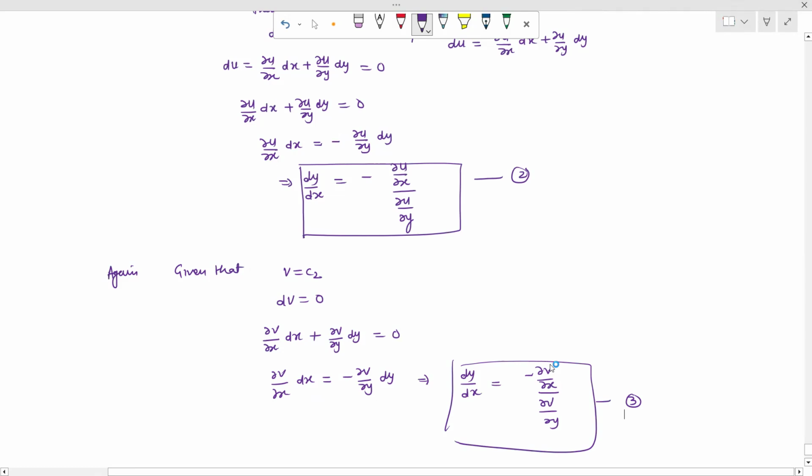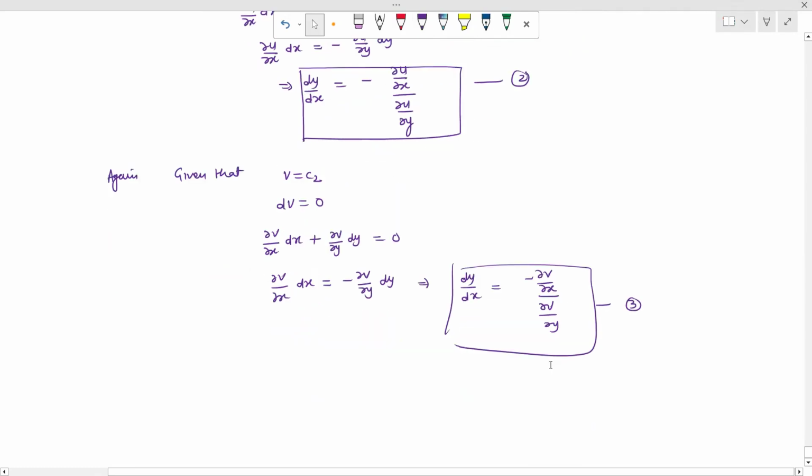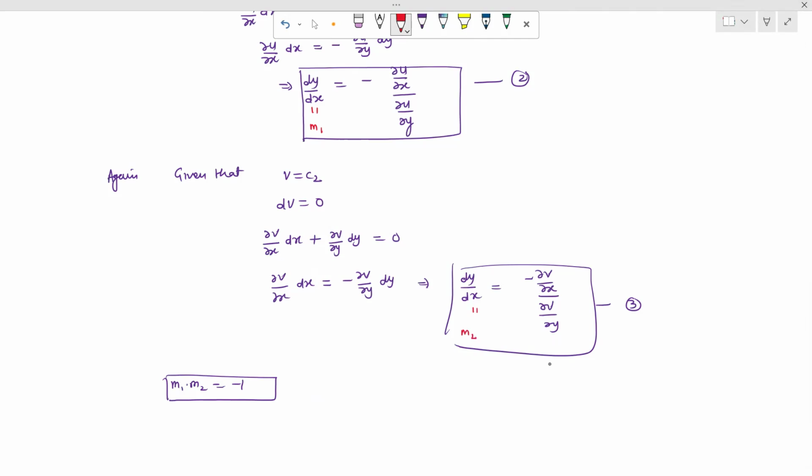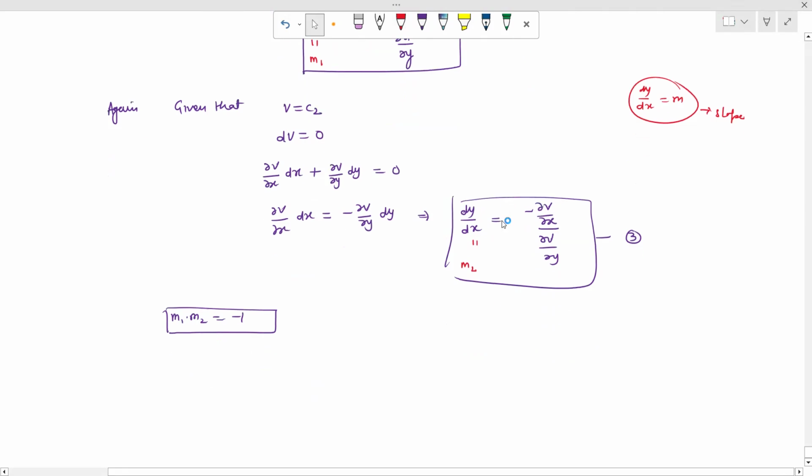अब condition of orthogonality क्या होती है? कोई भी curve जब किसी दूसरी curve को काटेगी तो किस पे काटेगी? वो make right angle. तो condition of orthogonality यह होती है कि m1 into m2 is equal to -1, where m1 and m2 are the slopes. Slope जो first है, dy upon dx, इसको हम represent करेंगे m1 से, और second one dy upon dx को we replace as m2.